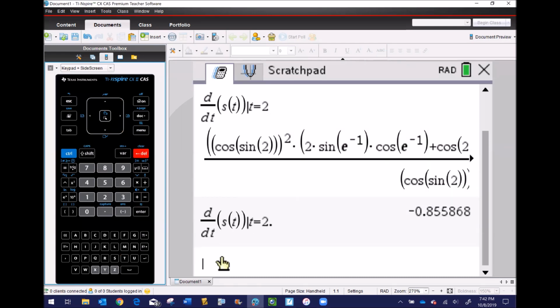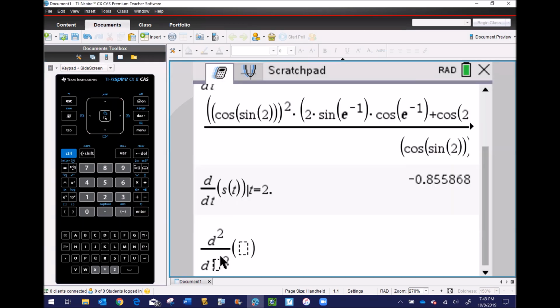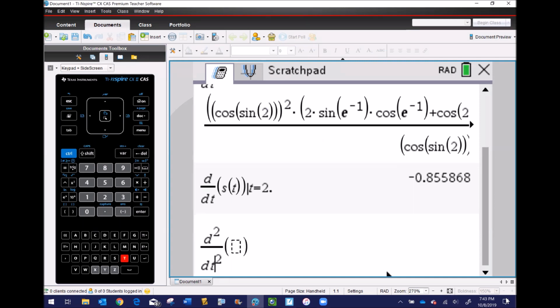So if you go to the math template, which we don't use a lot for derivatives because let's face it, to go to that option, it's a lot quicker to do shift minus, isn't it? But they do the same thing. If you move over to the right just a little bit, that's the second derivative notation, and it's already spelled out for you, right? So you can put your t there, and then you can get your s of t, because this is actually going to do the acceleration now.